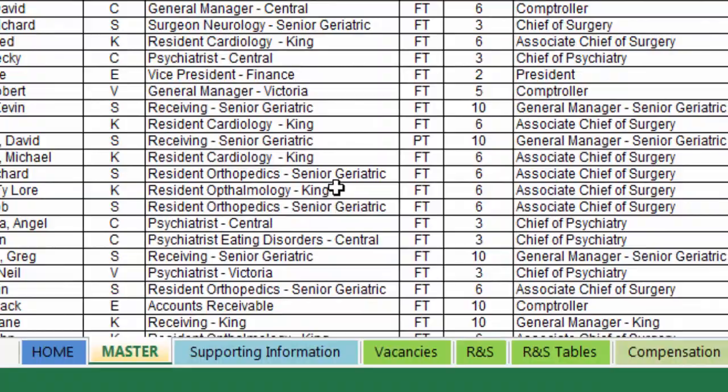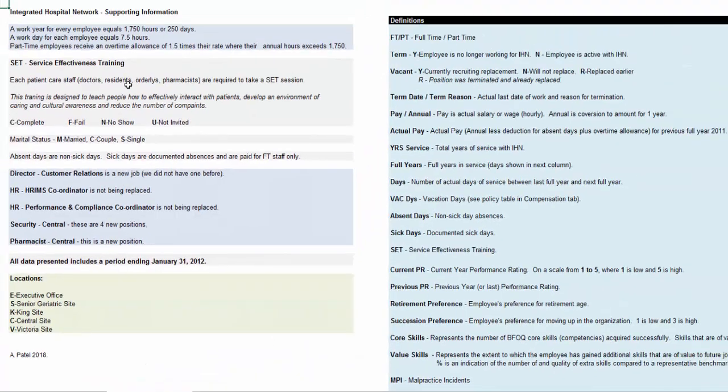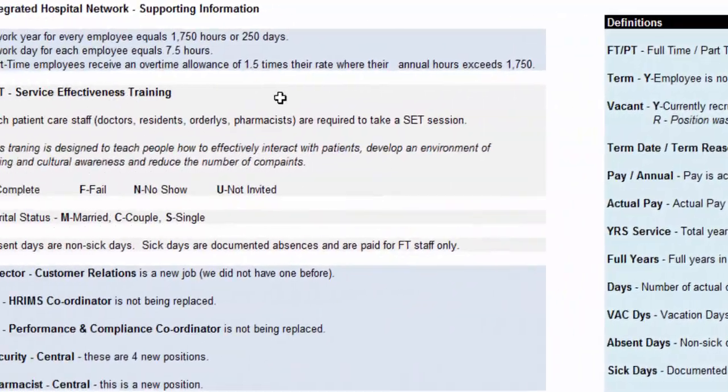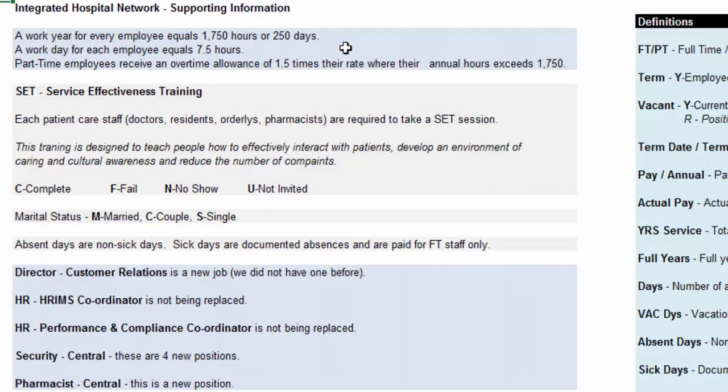Now, down at the bottom, there's a supporting information tab that just gives you extra information that might be helpful. For example, a description of each column, some codes that you might need to know, the number of hours, that sort of thing up here.